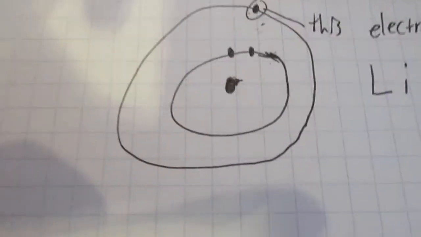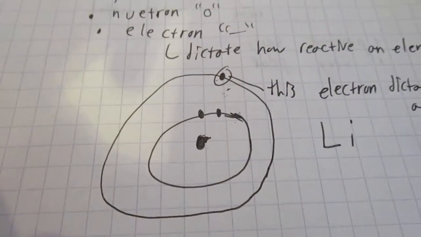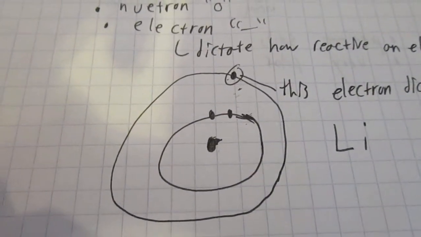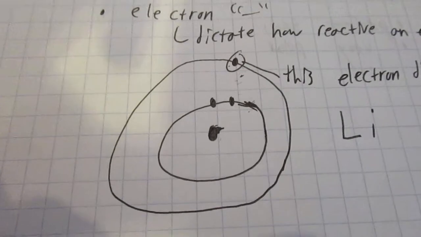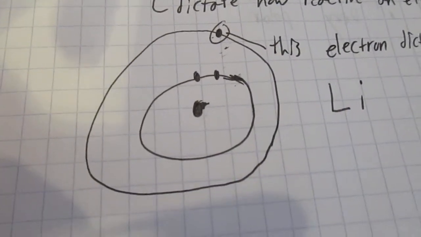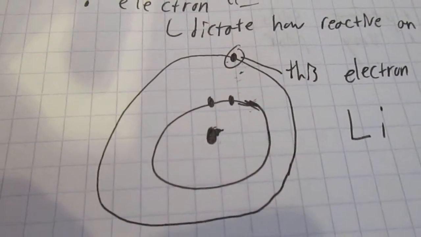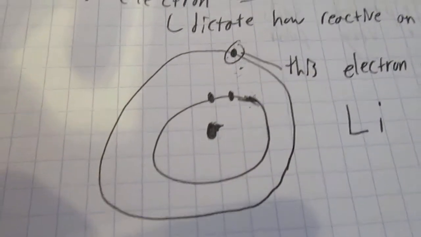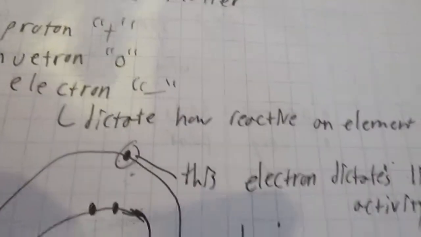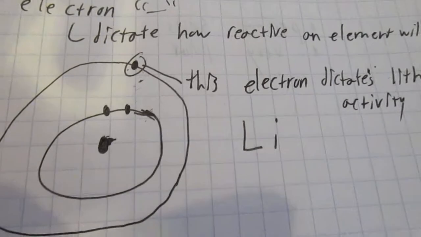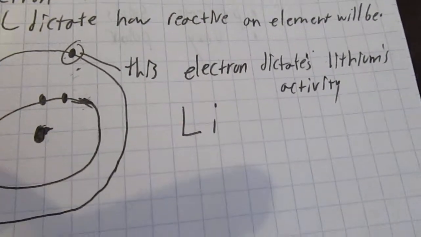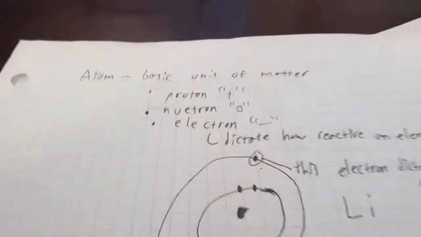For example, here is lithium. Here's the nucleus, the circle in the middle, and the first energy level, which is the first circle around the nucleus, has 2 electrons. Then the one in the second circle is where the outermost electron is, and that electron would dictate lithium's activity. This is true for any outermost electron: it will dictate any atom's reactivity.